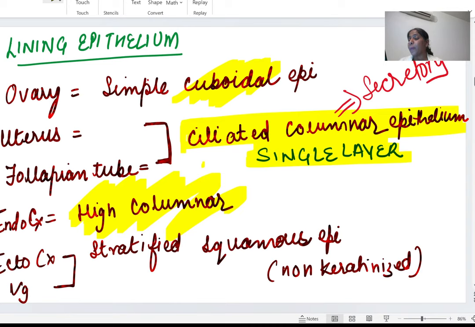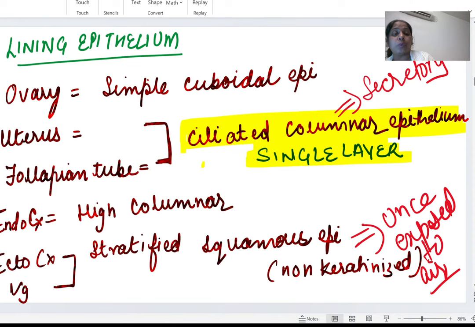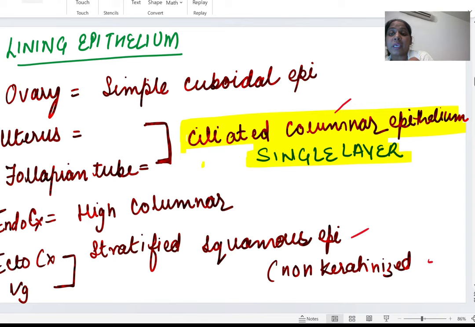What is the epithelium of ectocervix and vagina? Stratified squamous. Once exposed to air, the epithelium becomes stratified squamous. Very good. If you are not able to learn all of these, then please learn only this epithelium. If you are able to learn everything, it is well and good. If you are not able to learn, then please learn only this epithelium.